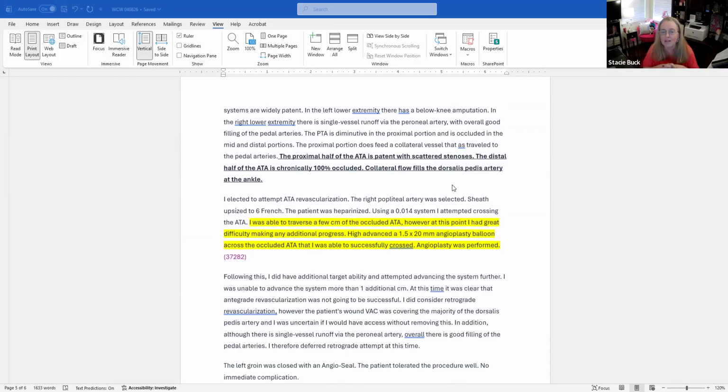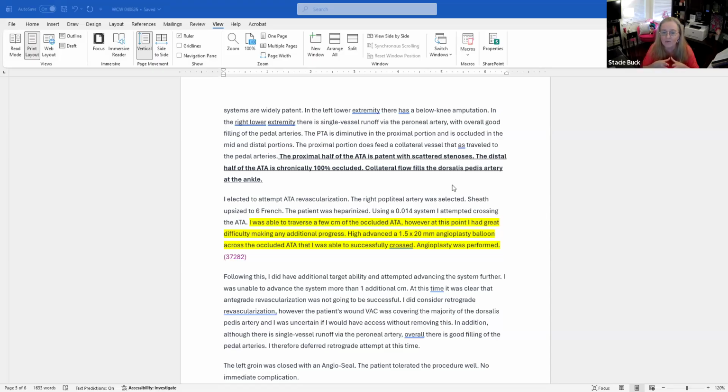So we see that the ATA has a chronic occlusion, and the next paragraph says that the physician elected to attempt ATA revascularization and mentions, "I was able to traverse a few centimeters of the occluded ATA. However, at this point, I had great difficulty making any additional progress." An angioplasty balloon was actually deployed across the occluded ATA. So an angioplasty was performed. So we do actually have a portion of the vessel where angioplasty was able to be performed.